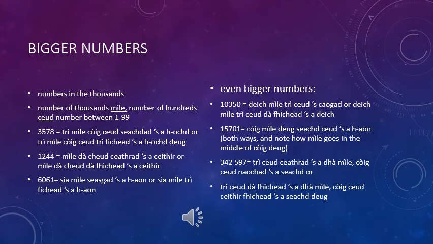So 342,597 would be 3 ciat keret a míle coig ciat neuchet a sheach, or trí céad, daigit sa ga míle, cóig céad, céhir ficit sa seach diag.